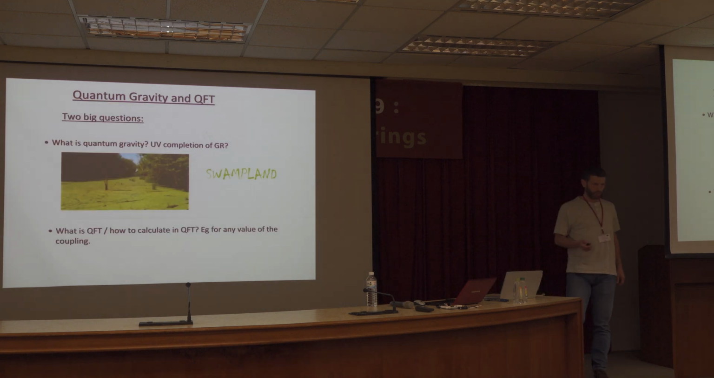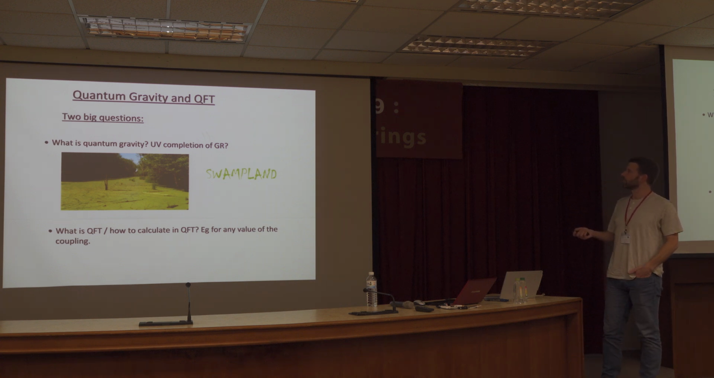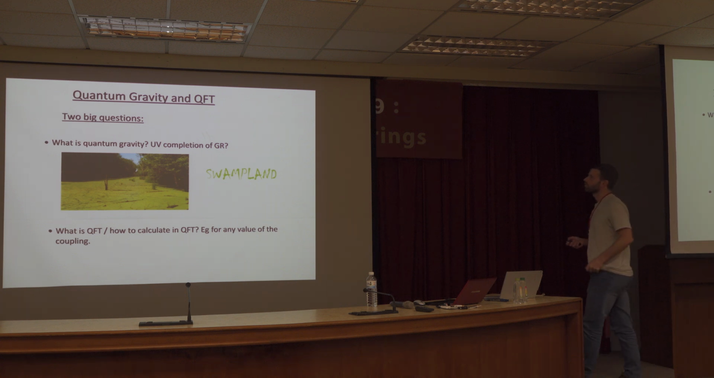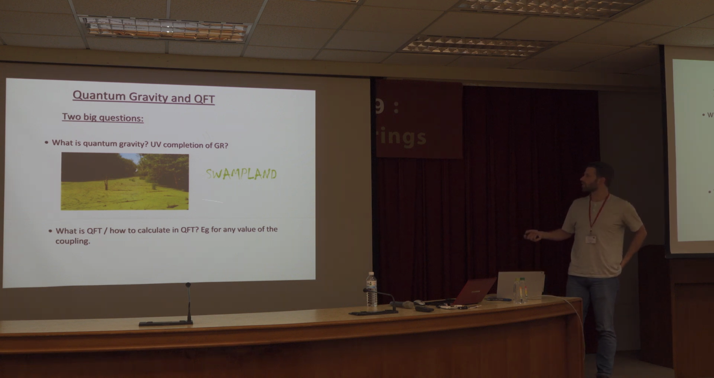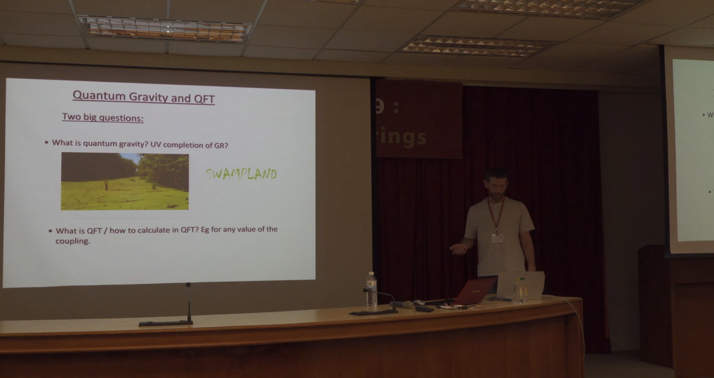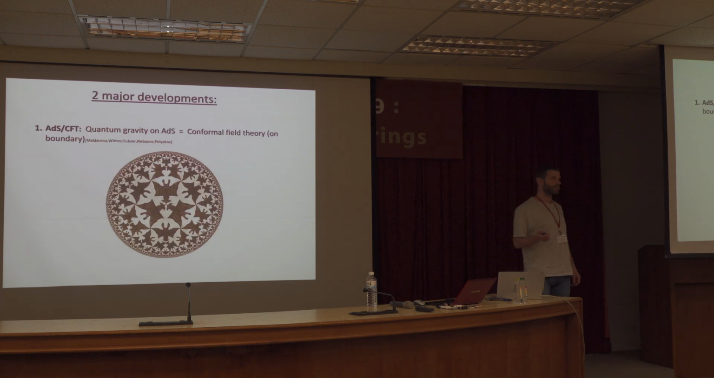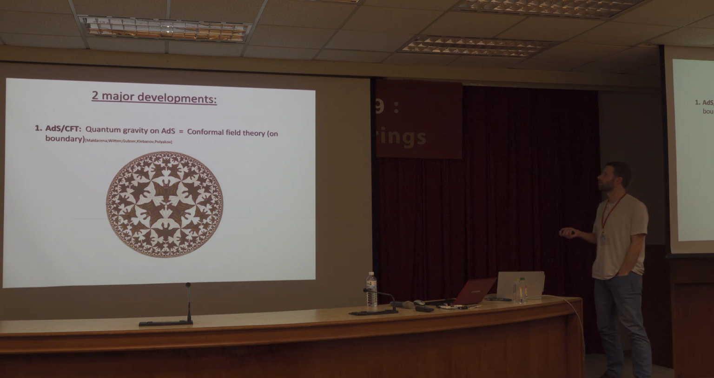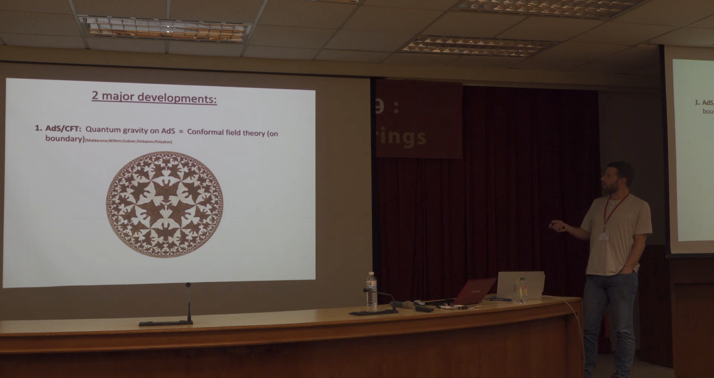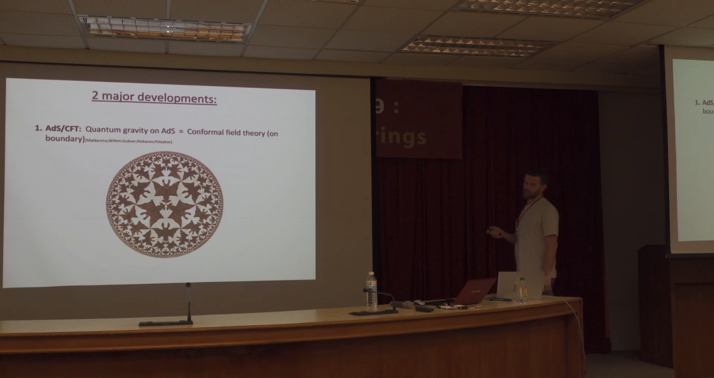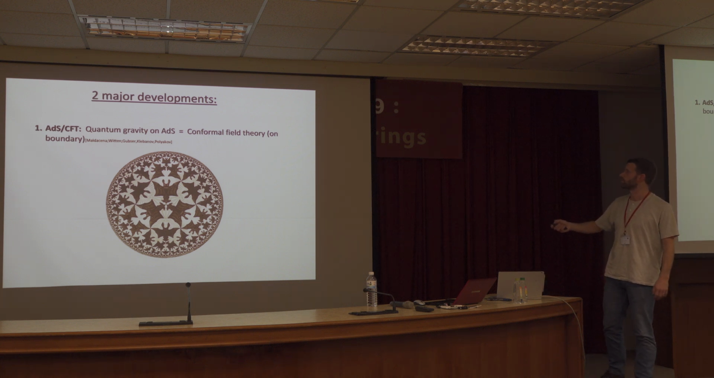Okay, so what are the big questions we're interested in? Well, two big questions are: what is quantum gravity? How do we complete a general relativistic theory to a UV complete theory? And how do we calculate things in quantum field theory? And as we all know, over the last 25 years or so, there's been two major developments that help to answer or partly answer these questions. So the first one is ADS-CFT, which tells us that quantum gravity is equal in certain cases to a quantum field theory, or more specifically, conformal field theory.